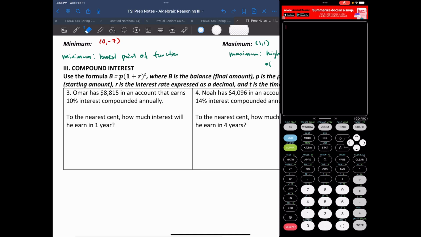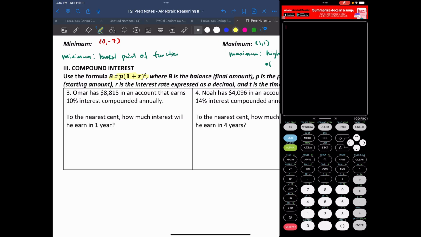If we look at number 3, it says Omar has $8,815 in an account that earns 10% interest compound annually. To the nearest cent, how much interest will he earn in 1 year? So remember, we're going to be using this formula here. All you need to do is just plug the values in.